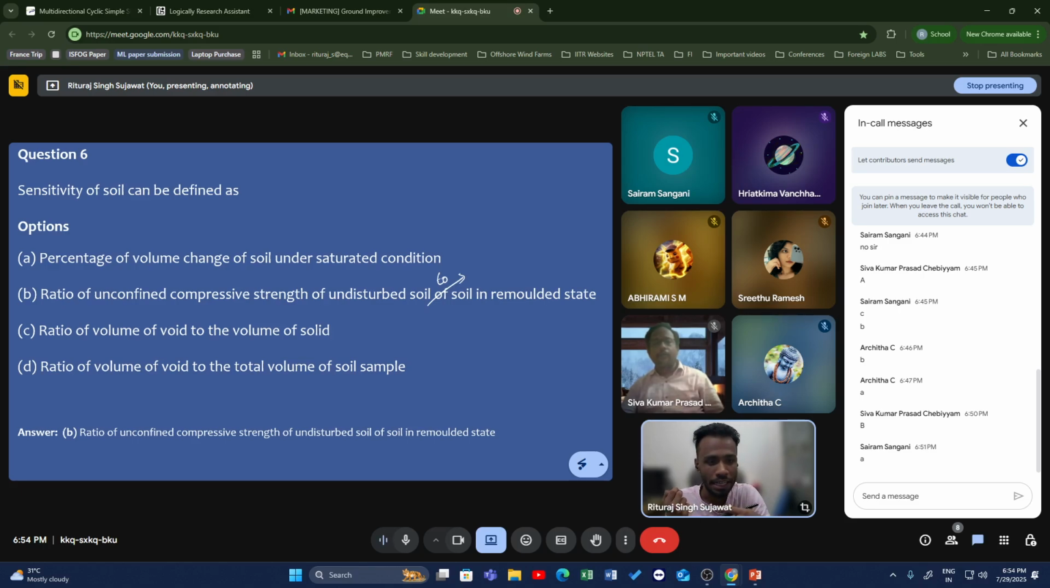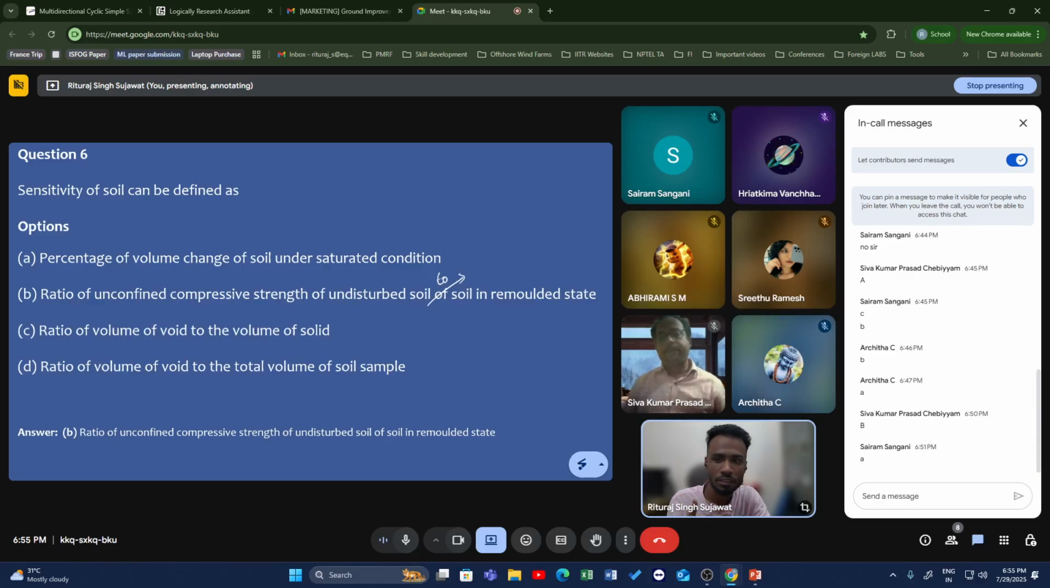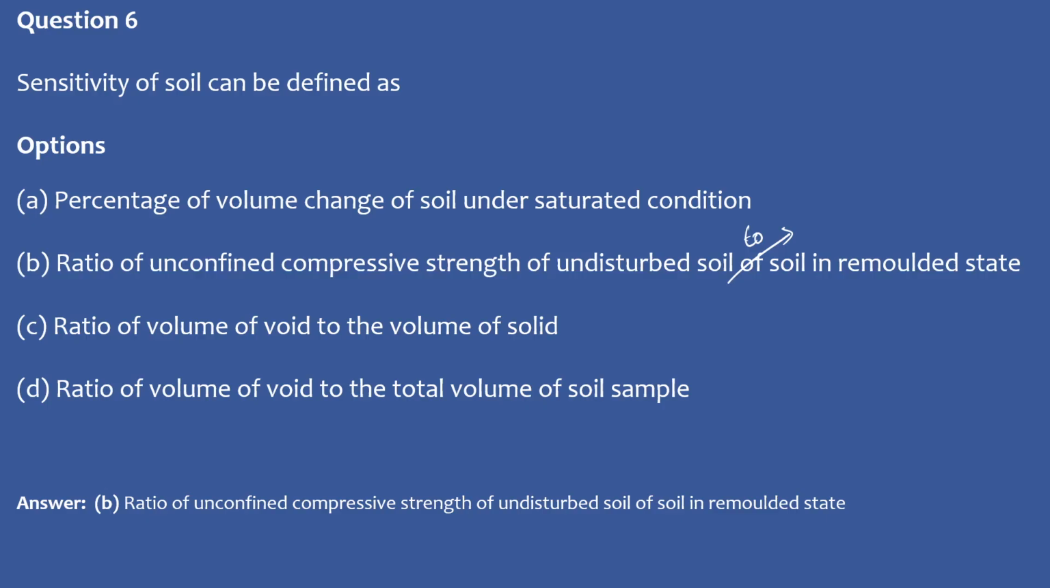Any clarification you want on this sensitivity part, please feel free to discuss, or if you want to add something, please feel free to do that. If not, then let's move to our question number 7.